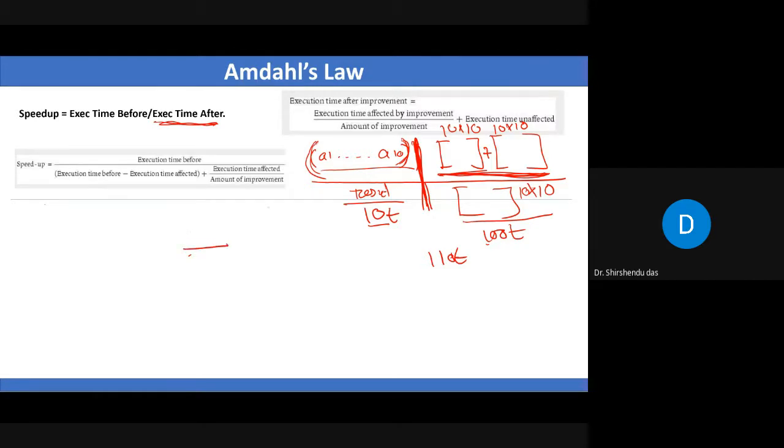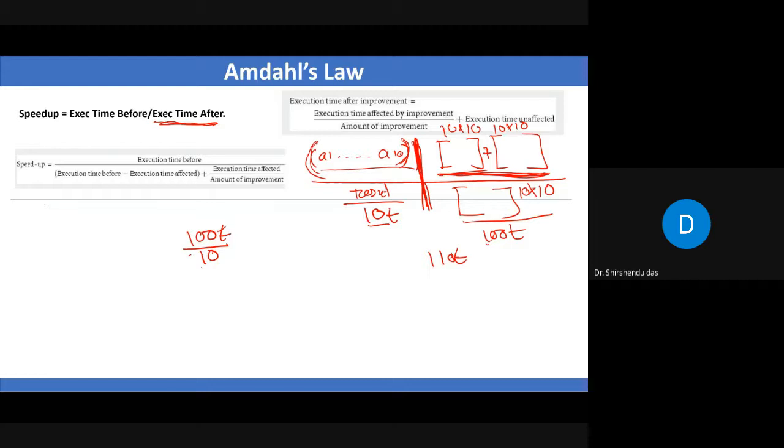It will be which part we are improving. 100 is improving by 10 times. 100 on the right side, because the right side's initial time, the execution time affected by improvement, was 100, right? Now the initial time was, ignore t, or you can write t also. Initial time was 100t.